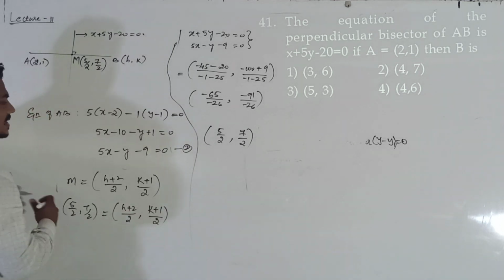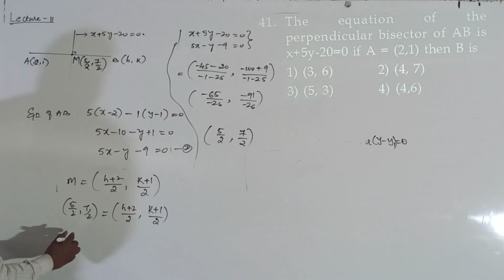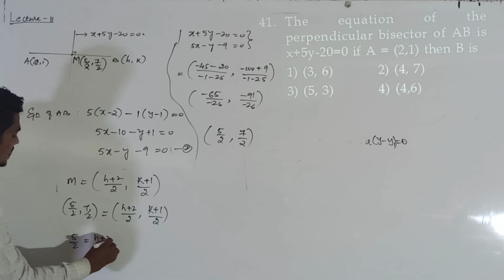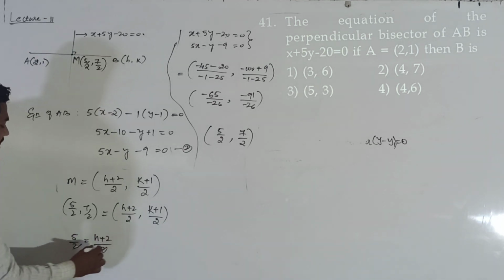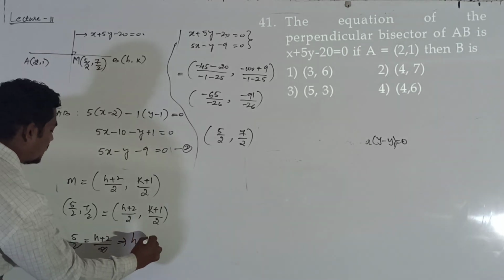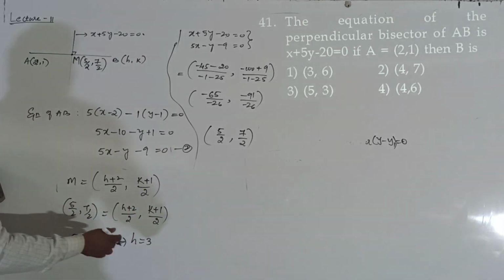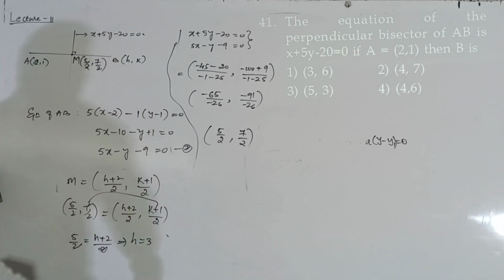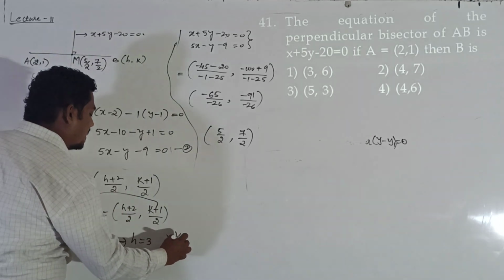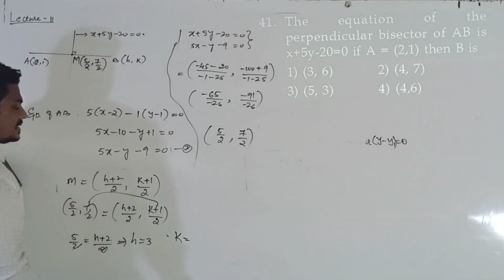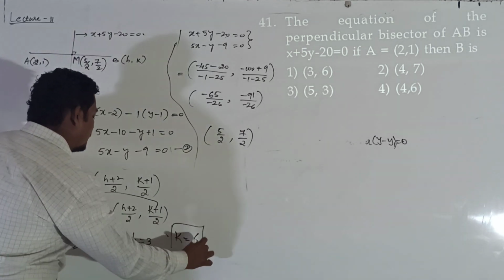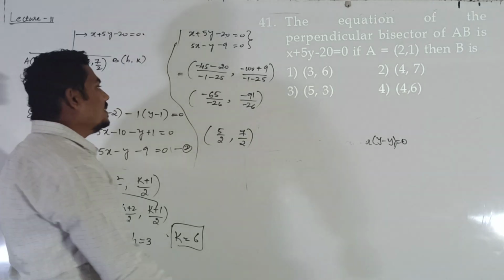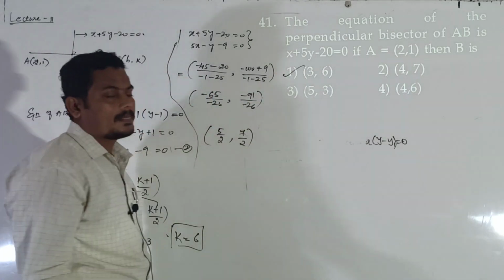M coordinates 5 by 2 comma 7 by 2 equal h plus 2 divided by 2 comma k plus 1 divided by 2. Equating corresponding coordinates, 5 by 2 is equal to h plus 2 divided by 2. On both sides the 2 gets cancelled. What is the h value? h equal to 3. Then what is the k value? Equate these two elements, then k is equal to 6. k equal to 6 and h equal to 3, means 3 comma 6. That is the first option, right?